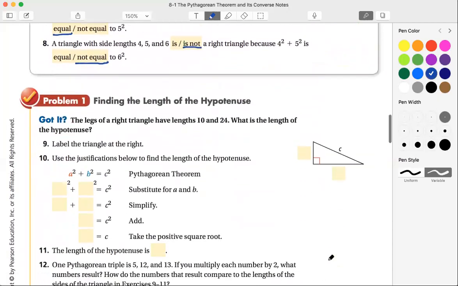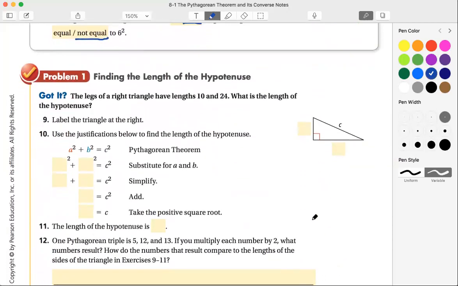All right, problem number 1. The legs of a right triangle have lengths 10 and 24. What is the length of the hypotenuse? So let's fill in the blanks. Here is side length 10. Here is side length 24. We're going to use the Pythagorean theorem by plugging in 10 and 24. 10 squared is 100. 24 squared is 576. Add those together, you get 676. Take the square root and you get 26. So the length of the hypotenuse is 26.